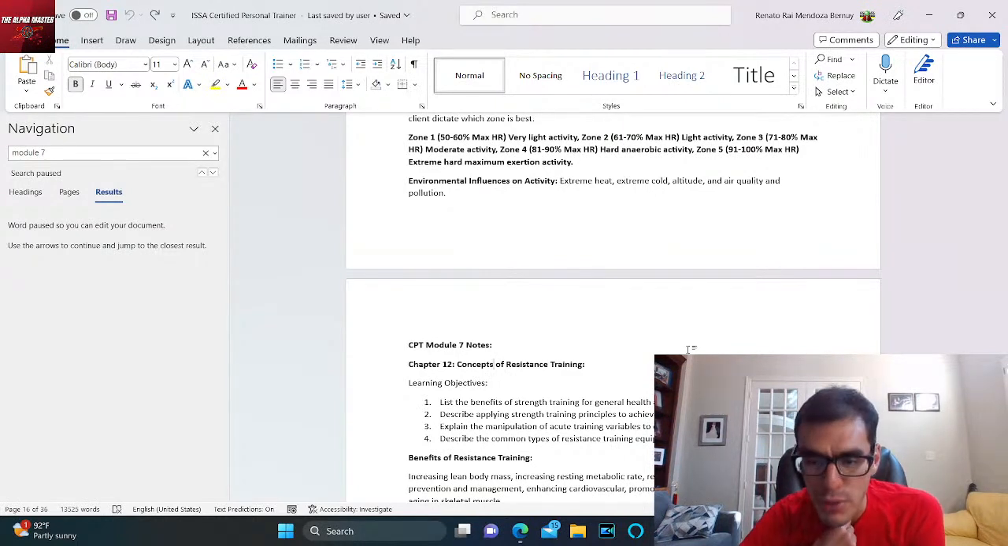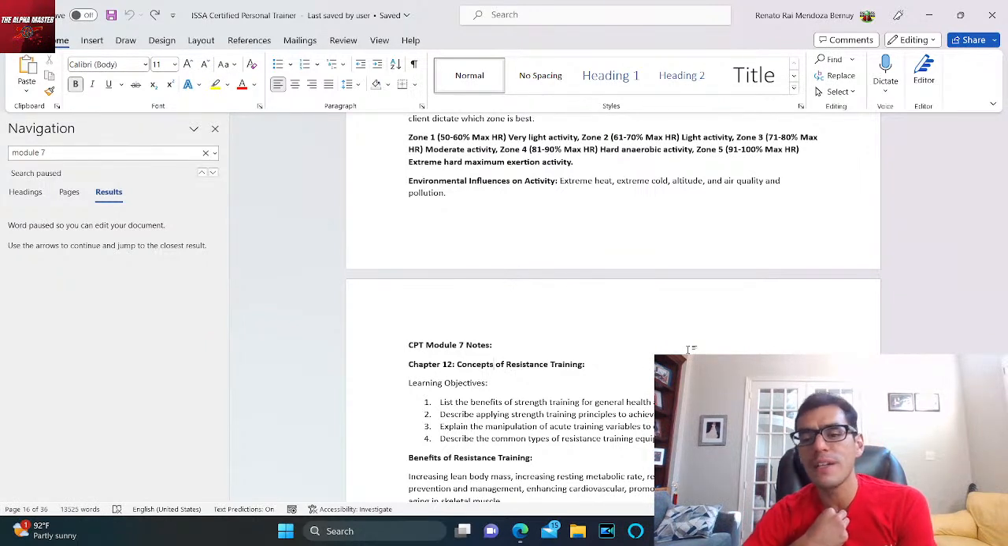Describe applying strength training principles to achieve specific adaptations. Explain the manipulation of acute training variables to drive strength training adaptations. And finally, describe the common types of resistance training equipment.